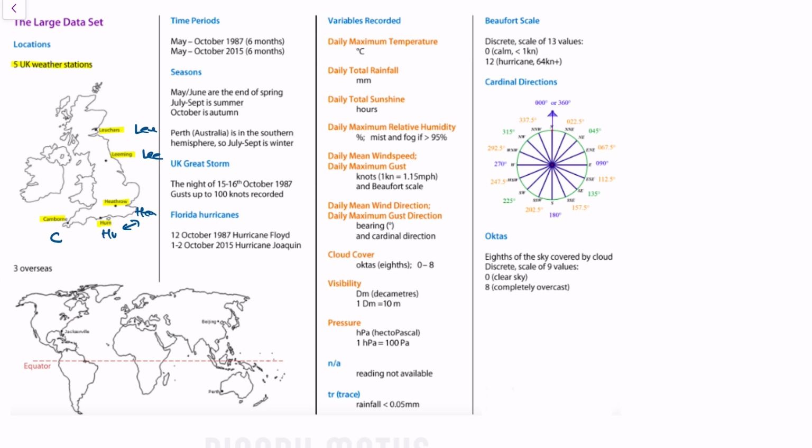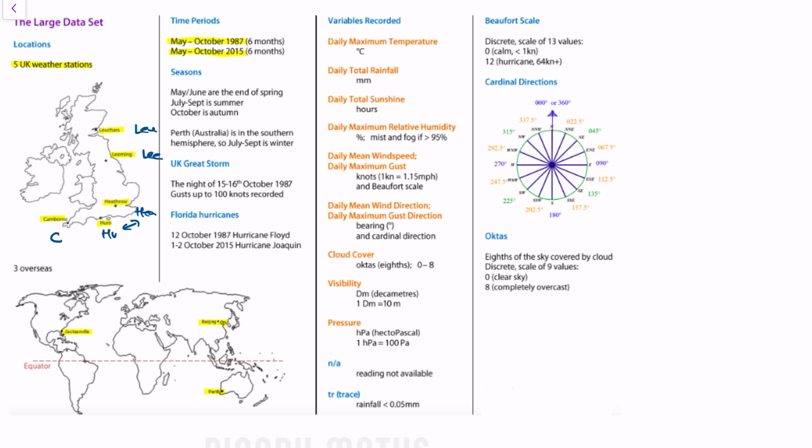And also 3 overseas stations, which are Beijing, Jacksonville in America, Beijing in Japan, and Perth in USA. Okay, so those are the locations. So the time period you need to remember is from May to October 1987, so 6 months there, and May to October 2015.